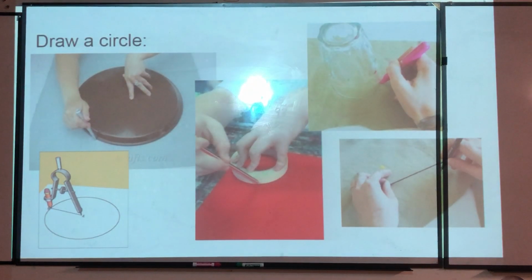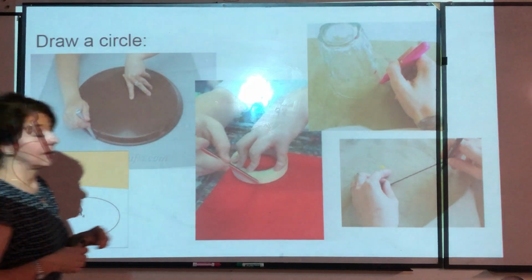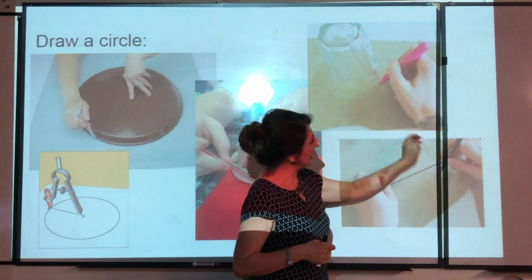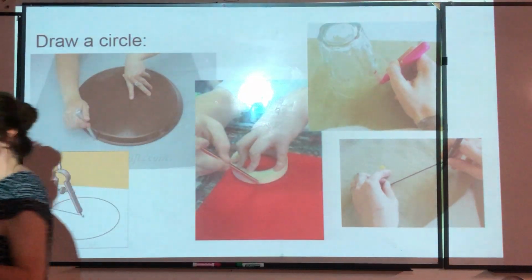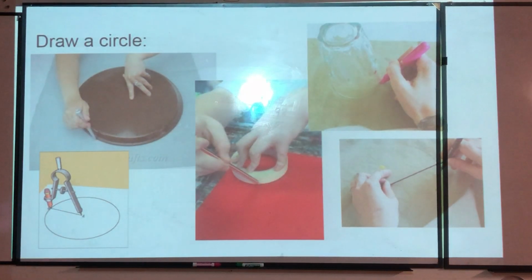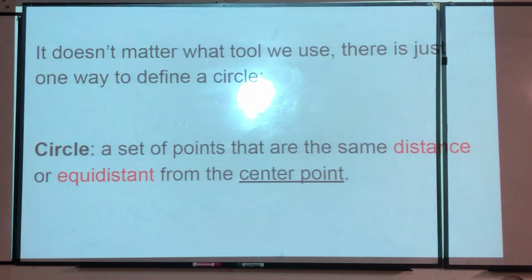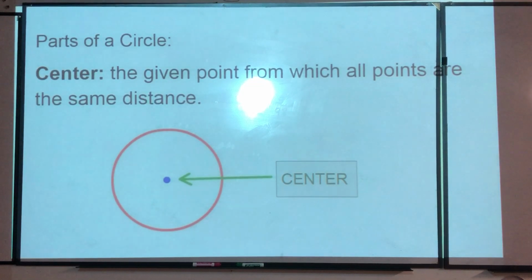Draw a circle. There are many ways to draw a circle. You can use a plate, you can use tape, you can use the pen and the line, and with a pencil you can draw, or you can just go around the border of an object to draw a circle. So it doesn't matter what tool we are using, there's just one way of defining what a circle is. A circle is a set of points that are the same distance, or equidistant, from the center point. So now we see the parts of a circle.